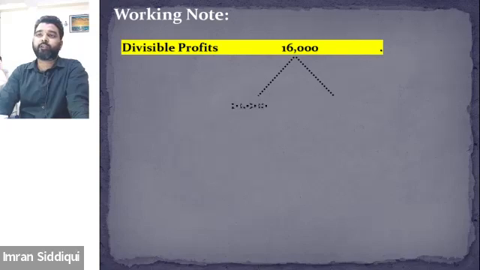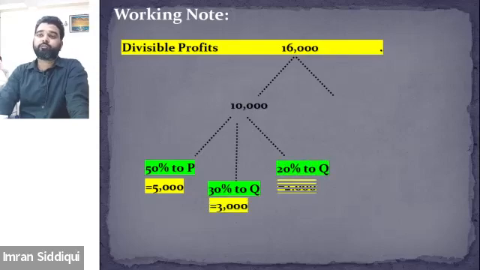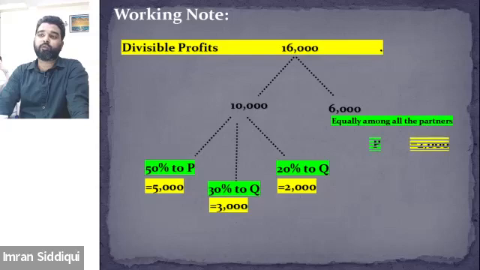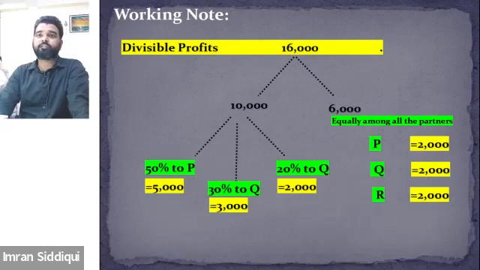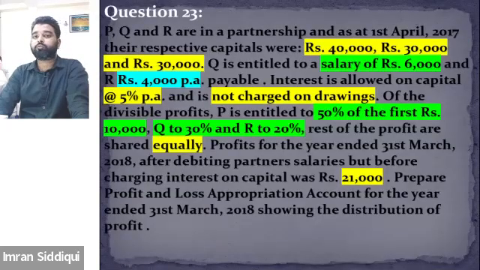The 16,000 will be divided into two categories, 10,000 and the remaining 6,000. This 10,000 will be divided among P, Q, and R. P will take 5,000. 30% will be taken by Q, that is 3,000, and R will take 20%, that is 2,000. And the remaining 6,000 will be shared among the partners equally. That means P will take 2,000, Q 2,000, and R will also take 2,000. This is how we will distribute the divisible profit among the partners. I hope you have taken the screenshot of this, and this is the question. If anyone wants to take the screenshot, please take it.